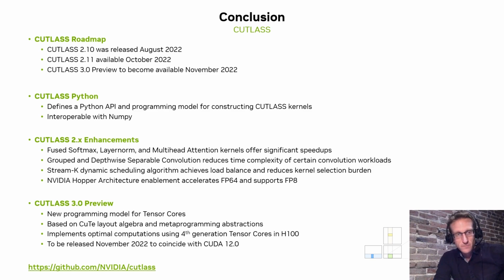The CUTLASS 3 preview, we've shown a new programming model for tensor cores that are based on the CuTe layout algebra and metaprogramming abstractions. We implement optimal computations using 4th generation tensor cores in the Hopper H100 chip. And this will be released and available in November 2022 to coincide with CUDA 12.0.